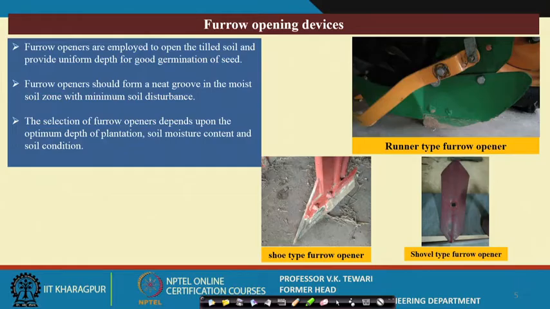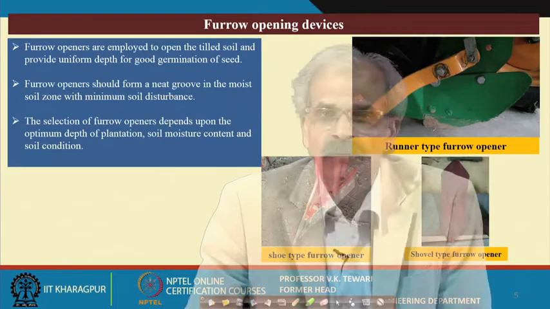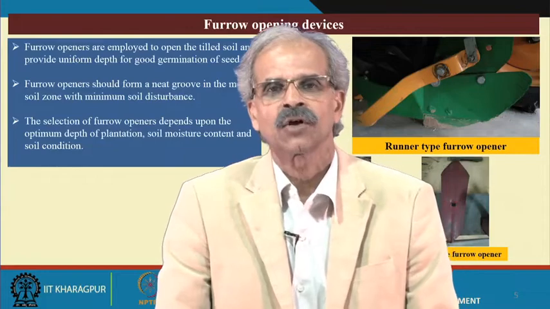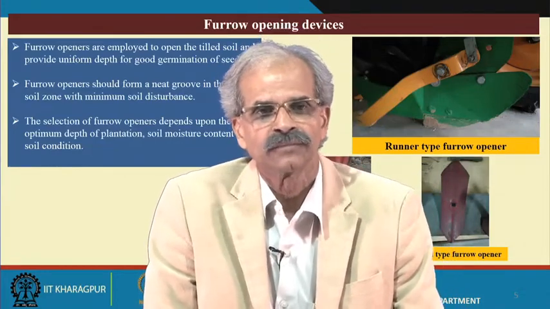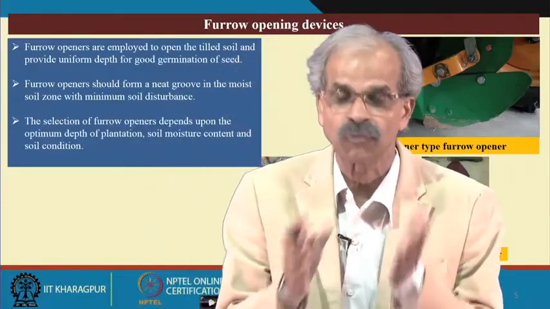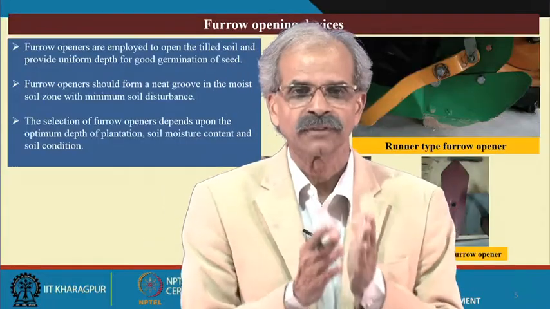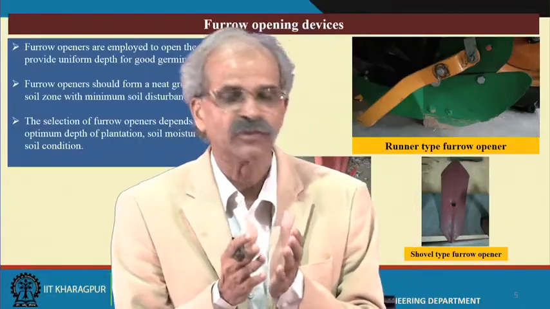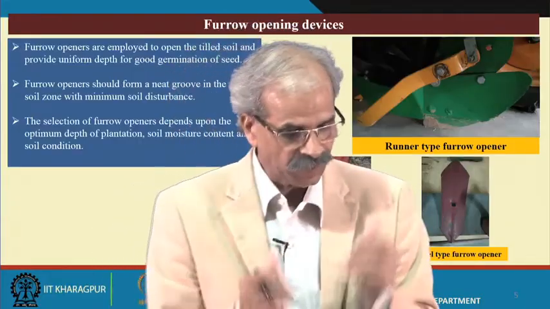Furrow opening devices. We talked of the fertilizers, the methods of fertilizer application, and the devices which are used. Now, let us look at the furrow opening devices. These are very important, because once you know the crop to be grown, whether it is a cereal crop, a pulse crop or a vegetable crop, you must have an idea as to what type of furrow is required, and for that what type of furrow opening element will be suitable. This is very important from an engineer's point of view. So, let us see furrow openers.